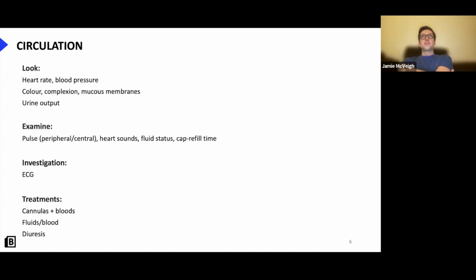And then their OBS, like with breathing. So now we're thinking about the heart rate and blood pressure. So are they tachycardic? Are they hypotensive, which would be indicative of shock? And then examine them, feel the pulse, have a listen to their heart, what's their fluid status, which would include their cap refill time and looking at their mucous membranes, as I mentioned. And then get an ECG. Typically on any unwell patient, you should get an ECG as a rule of thumb.